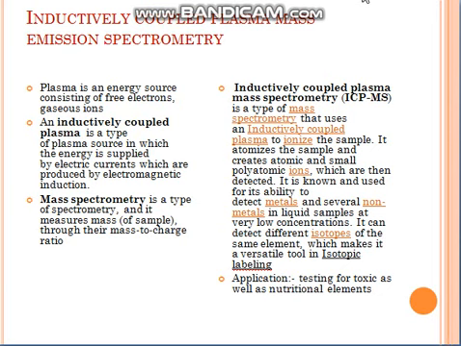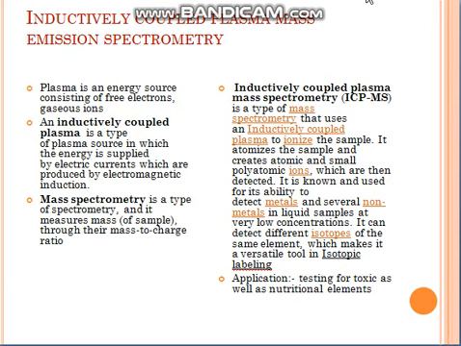So the next technique is inductively coupled plasma mass emission spectrometry. Here the principle is the same as that of atomic absorption spectrometry, and this technique is used for testing of toxic as well as nutritional elements. Here plasma is an energy source which consists of free electrons and gaseous ions, and inductively coupled means a type of plasma source where the energy is supplied by electric currents which are produced by electromagnetic induction.